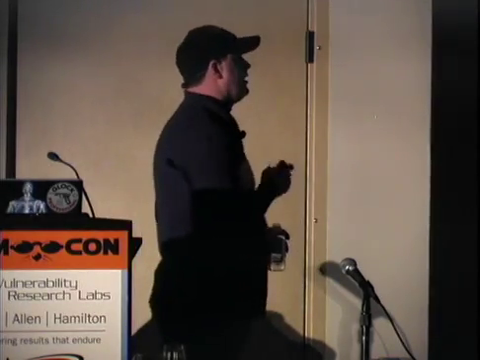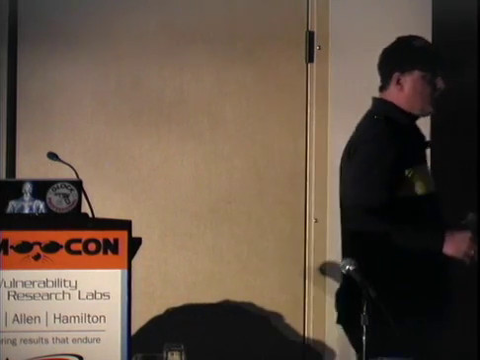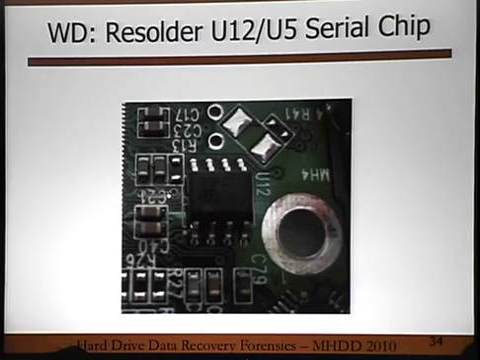So here it is. Pretty much everything made for Western Digitals has a chip on it called a U12 or a U5. These are serial chips on the board that store the parameters that are necessary for this drive to work. They are unique to this drive. And if you are going to swap boards, you have to unsolder this chip and solder it to a new board.